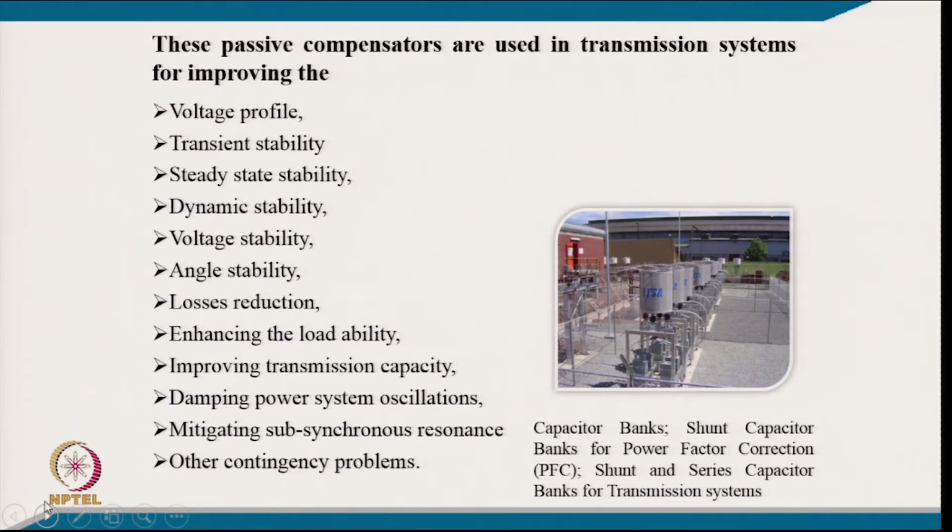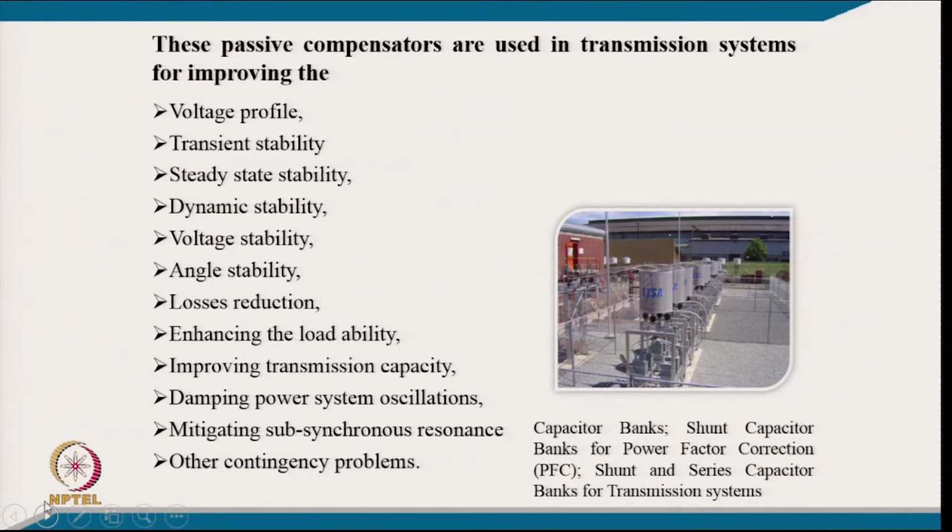So, these passive compensators are used in transmission systems for improving performance: they improve the voltage profile, then improve transient stability. They are also used to improve steady state stability, dynamic stability, voltage stability, angular stability, and of course loss reduction by providing reactive power compensation, enhancing the loadability and improving the transmission capacity of the transmission network, damping power system oscillations and mitigating subsynchronous resonance and other contingency problems.